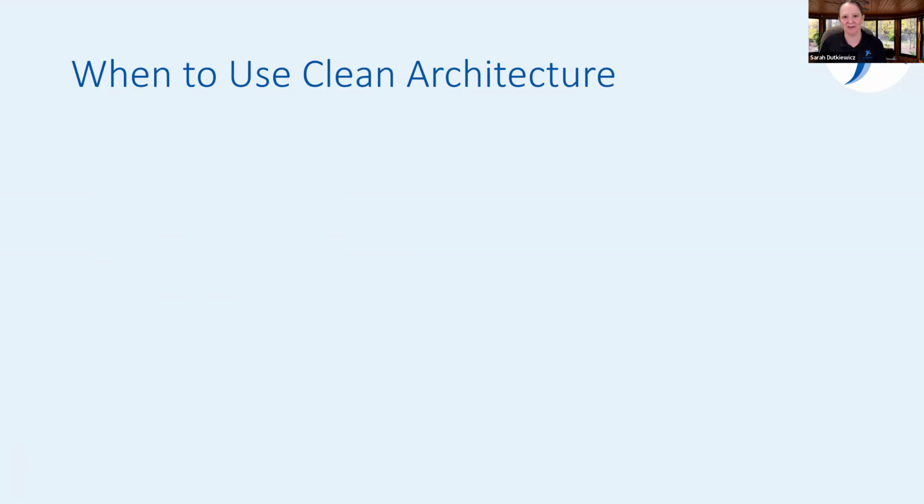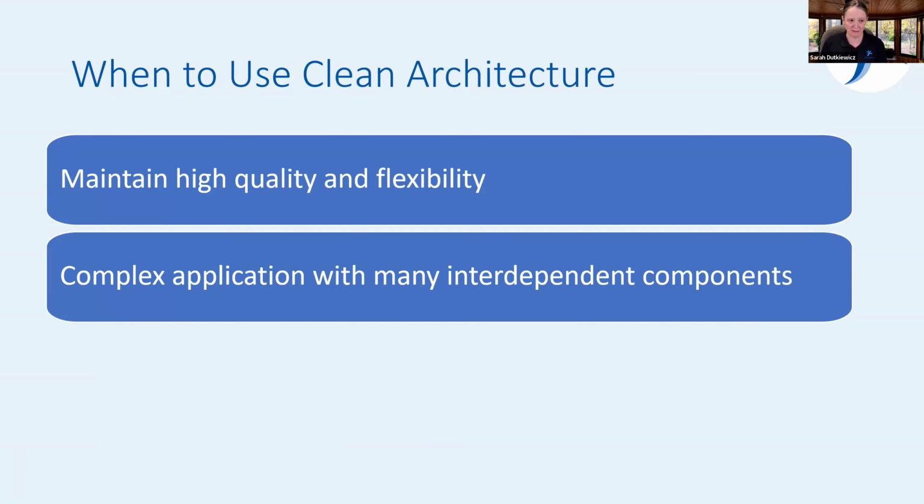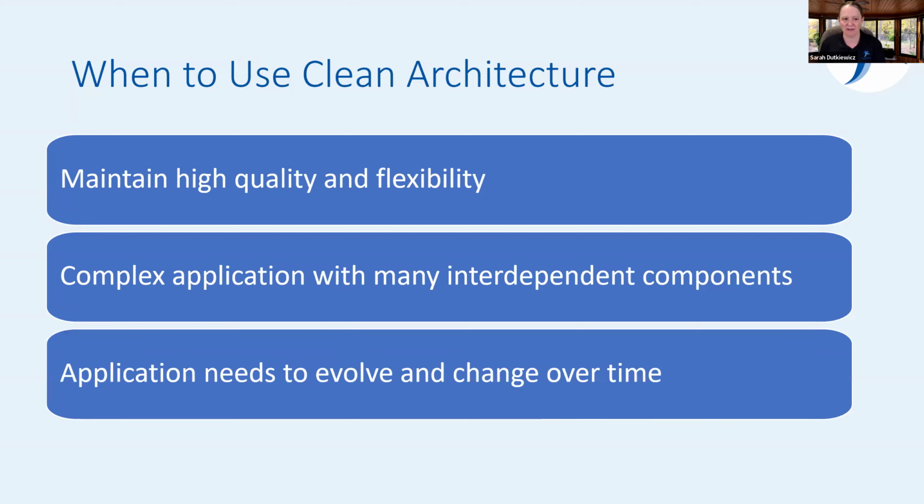All right, so when do you use clean architecture? If you need to maintain high quality and flexible code, and it needs to be able to scale well, if you're dealing with a complex application that has a lot of interdependent components, or you have an application that needs to evolve and change over time, we're thinking at a complex scale, not at a simple scale. Clean architecture works well with the complex situations.